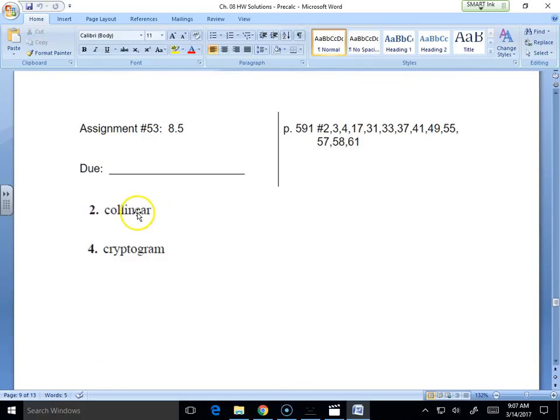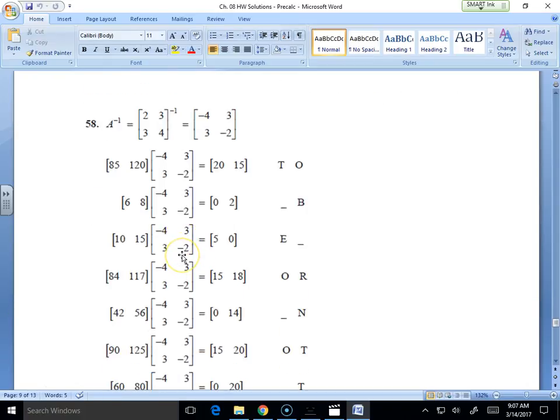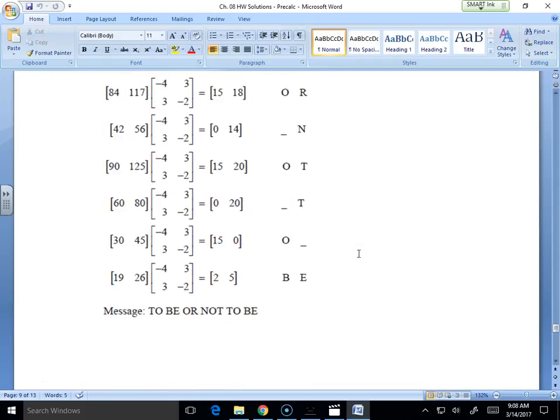Number 2 was collinear. Number 4 was cryptogram. Number 11. It's okay for right now. Let me know if you're okay. Number 2 collinear. Number 4 cryptogram. What's the next one? Oh, 58. Did you guys figure out the message to be or not to be? That's the question.